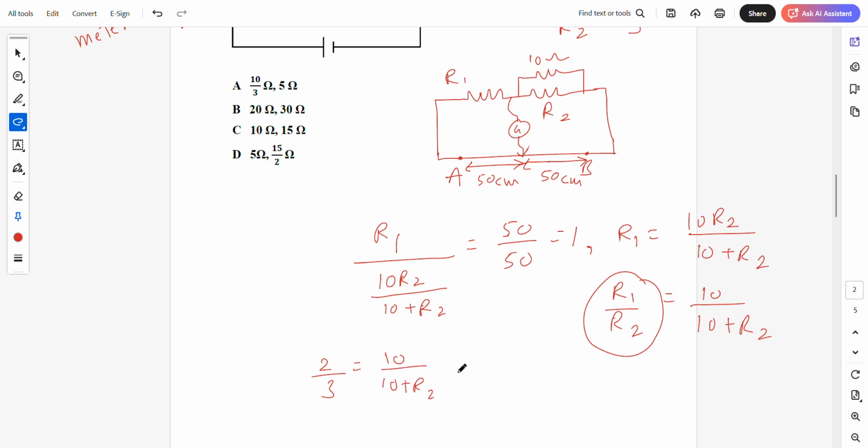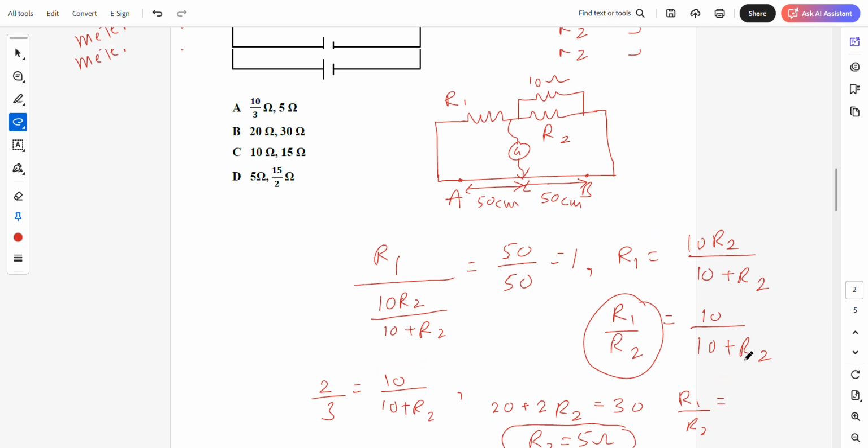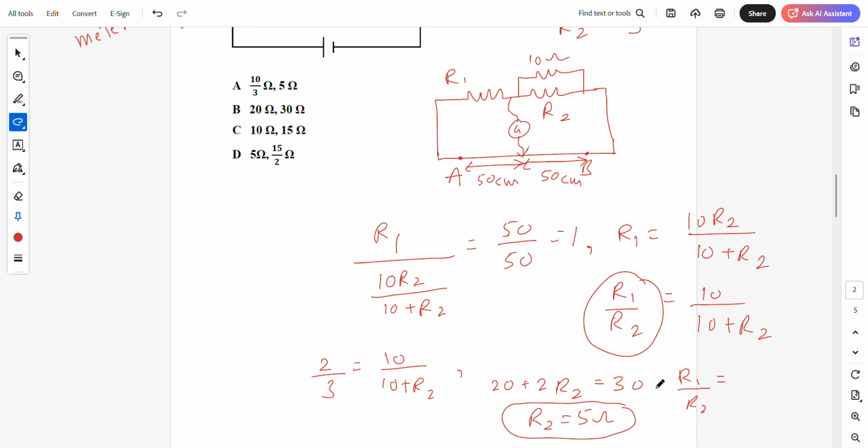Cross multiply, now 20 plus 2R2 is equal to 30. So R2 will be 30 minus 20, that is 10, 10 by 2, 5. R2 is 5 ohm. R1 by R2 is 2 by 3, right?